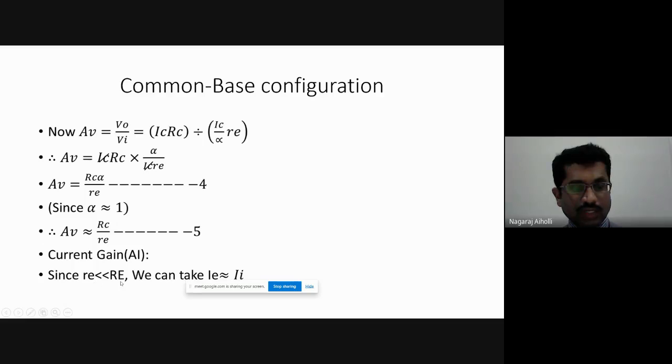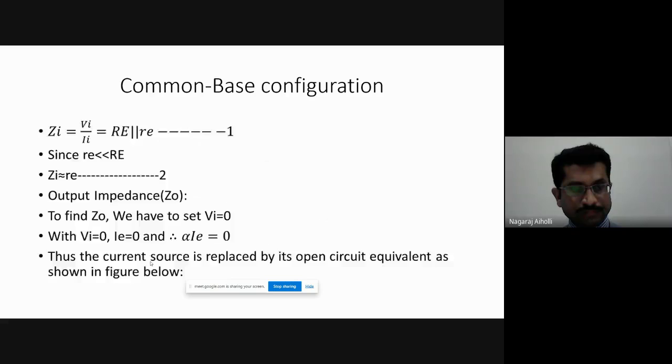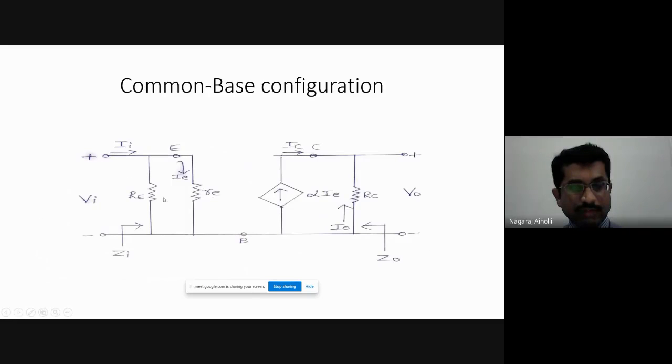Since small re is very, very less than capital RE, if we look into the re model, small re is very, very less than capital RE, or capital RE is very, very larger than small re. So as capital RE is very high, the current flowing through capital RE is very less. It is negligible, and hence it can be neglected. Whatever is the input current that flows into the small re, that is Ii is equal to Ie.